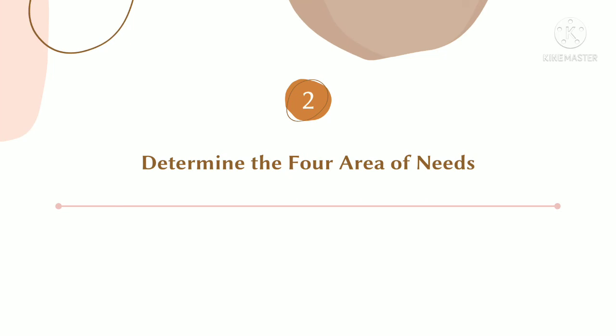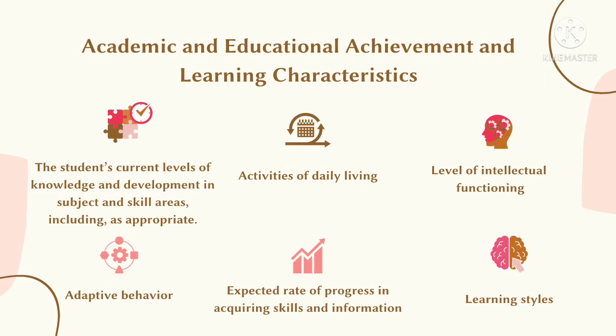So we are done with step 1, which is to formulate a statement of the student's present level of academic achievement of functional performance. Now, let us move on to step 2, which is to determine the 4 need areas. In step 2, there are 4 need areas in the development of the IEP. The following areas must be considered in reporting a student's present levels of performance and individual needs.